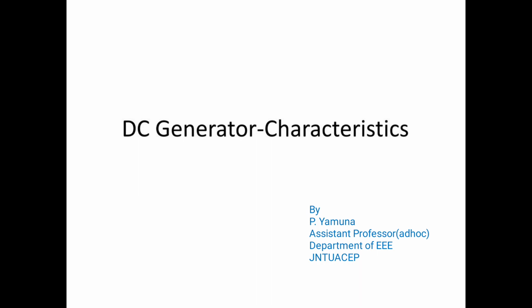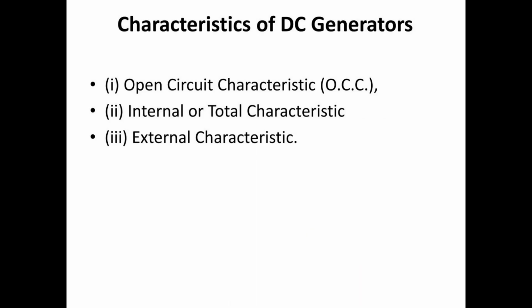In previous classes, we have discussed what a generator is and the working principle of a generator, and then we discussed the types of generators. Right. So, what are the types of generators? The types of generators are shunt generator, series generator, and compound generator. Right. So now we are going to discuss the characteristics of DC generators.